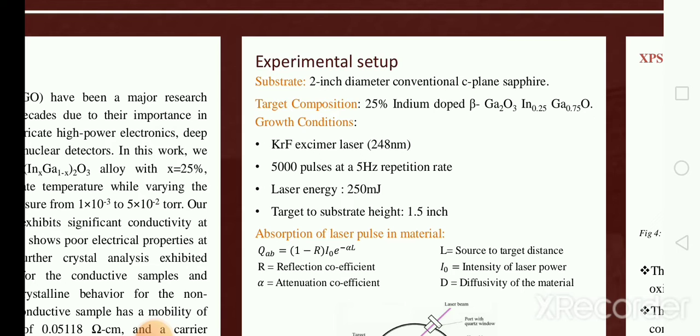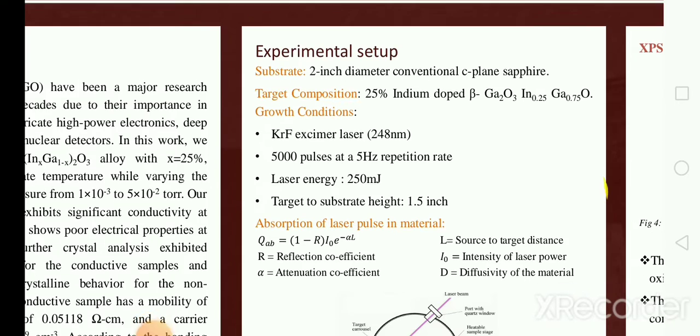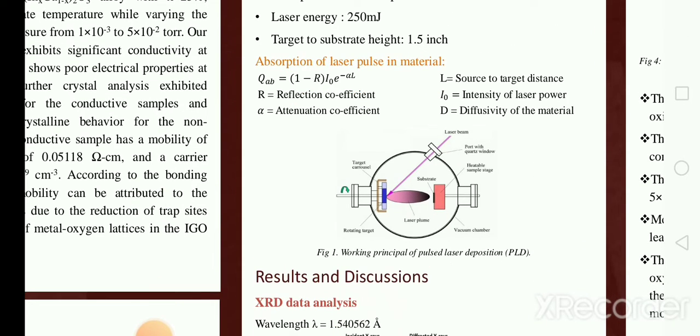at a 5 Hz repetition rate, and the laser energy was 250 millijoule, and we kept our target to substrate height at 1.5 inch. Figure 1 describes the working principle of the pulsed laser deposition technique.